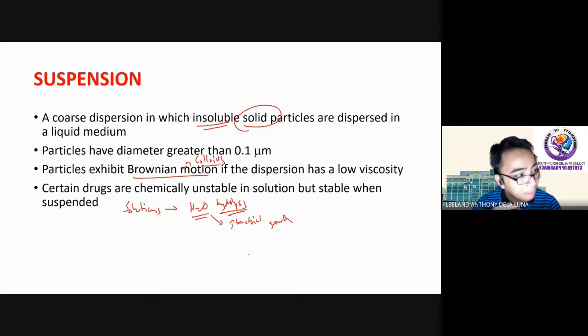So, depende yun. Okay, of course, kasi if you refrigerate it, mas lalong tatagal yung shelf life ng ating amoxicillin. Right? So, nag-gets ba, class? That's why, class, some drugs are best prepared as suspension.